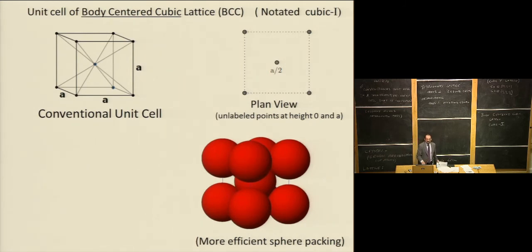So what is the coordination number? 8. Okay. It's 8. So if you pretend you're the guy in the middle here, then you have 8 neighbors. What's less obvious is that if you happen to be one of these guys in the corners, you also have 8 neighbors. Okay. Every point here is identical.